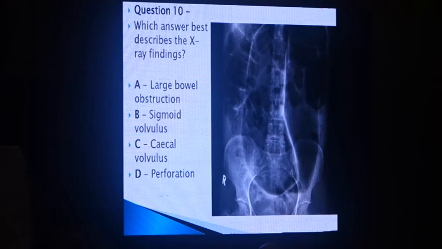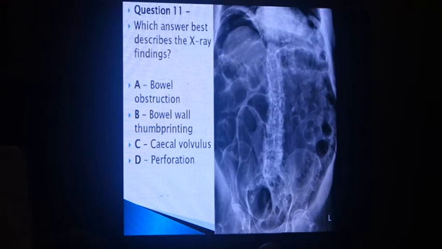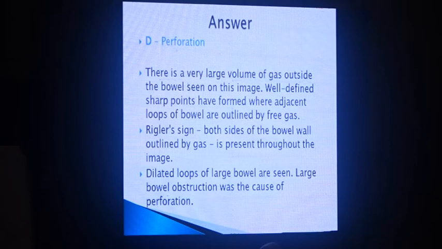Next question. What is the answer? Yes, answer is sigmoid volvulus. Next question. What is this? Bowel obstruction, bowel wall thumb printing, cecal volvulus or perforation? Anybody from the left side? We can see the free gas below the right dome of the diaphragm. So basically it was a case of perforation by looking at this.